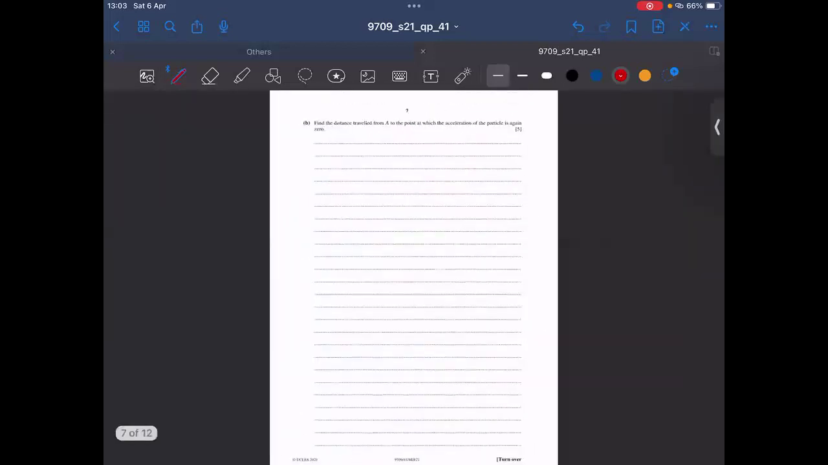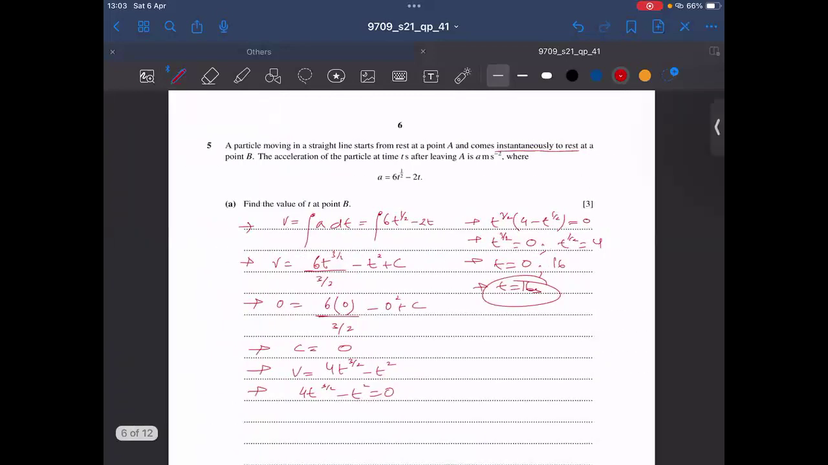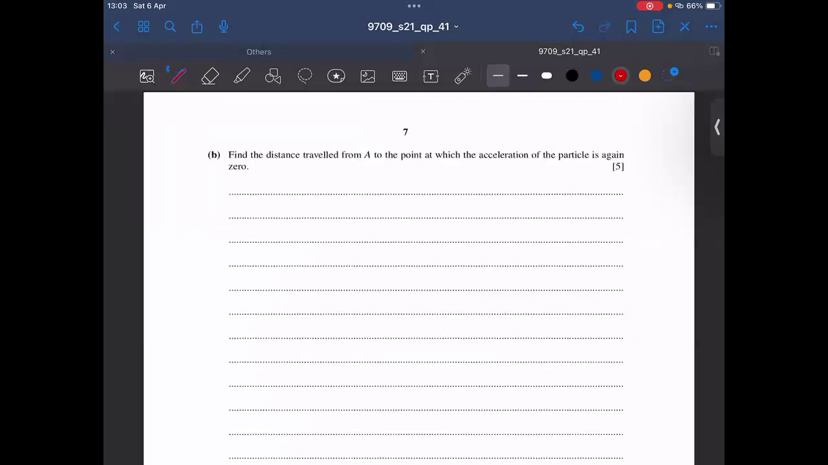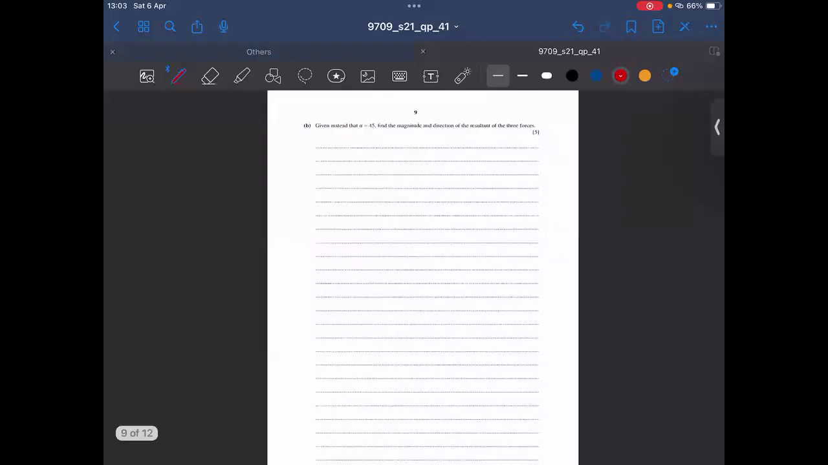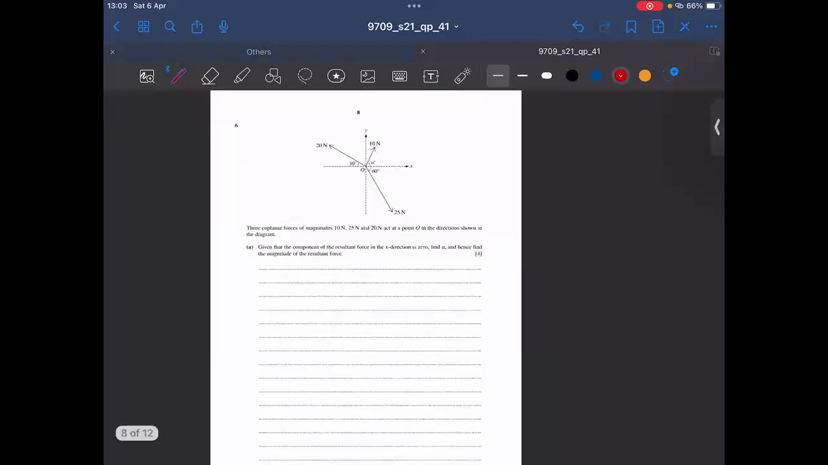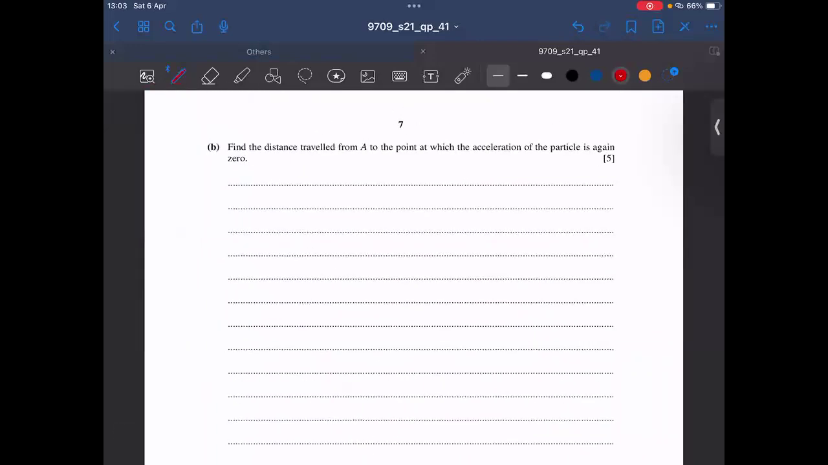Okay, good enough. Final distance traveled from A to the point at which the acceleration of the particle is again 0. Okay, we have how many questions? 6, and then we have 7. Okay. Find the distance traveled from point A to the point at which the acceleration of the particle is again 0.